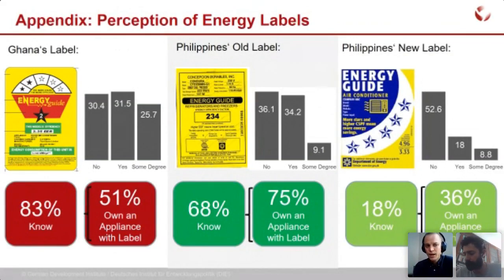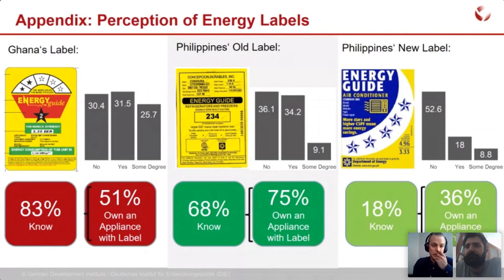So in Ghana, 83% of participants are aware of the label and know the label, and 50% of people own an appliance with that label. And then we also asked, that's the gray bars, whether people understand the information on the label. And there we find that only 30% of the participants that know the label actually also fully understand the information on the label, and only 25% state that they do understand it to some degree. So in follow-up qualitative question, we found out that most people do understand the energy efficiency star rating that is mainly highlighted in the label, but not so much the other information that is presented on the label.